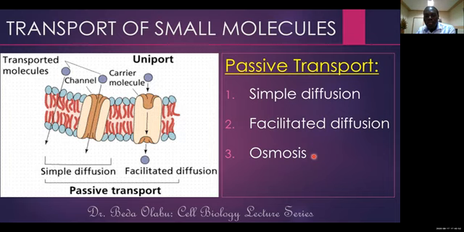In so speaking, we are still having diffusion of water molecules from where they are more, hypotonic, to where they are less, hypertonic. Osmosis is still a type of passive transport. So these three do not really require metabolic energy because the movement is along the concentration gradient. So they are forms of passive transport.